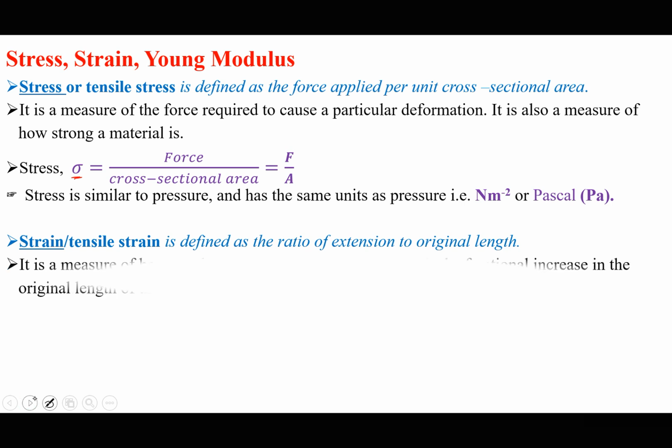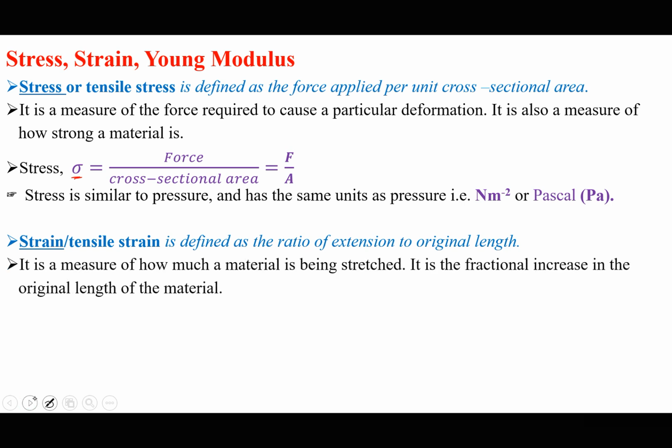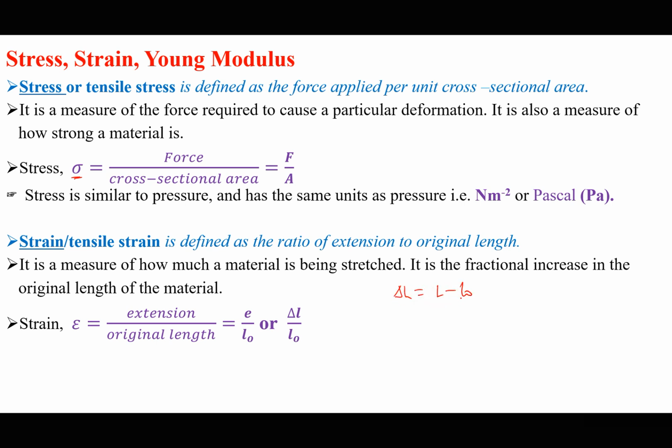Therefore, it is like the fractional increase in the original length of the material. That's what we call the strain. Since it is the extension over the original length, or the change in length over the original length of the material, we shall write strain as extension divided by original length, or you can use e over L naught, where e is the extension, or delta L over original length, where delta L stands for new length minus the original length, which is the same as the extension. So that's what we shall call the strain of a material.